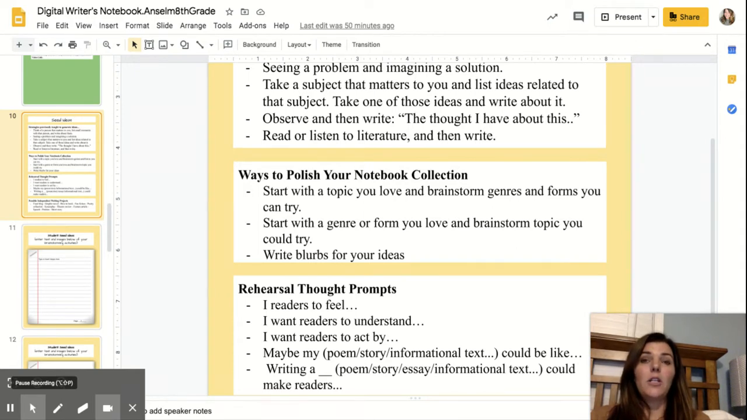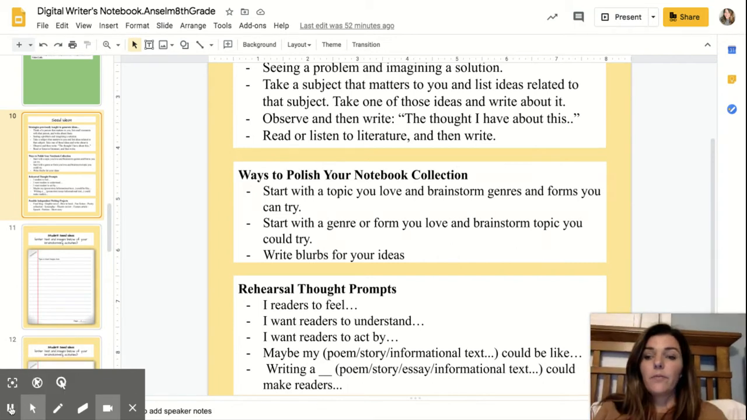Let's think about the word collections for a minute. You may collect things. Do you collect sneakers or keychains or rocks, Fortnite skins? I know my brother collected basketball jerseys and baseball cards. The thing about having a collection is you always have a few favorites. When you're looking at your collection of writing in your writer's notebook, you want to pick out your absolute favorites, like the pieces that you think you could really polish off.